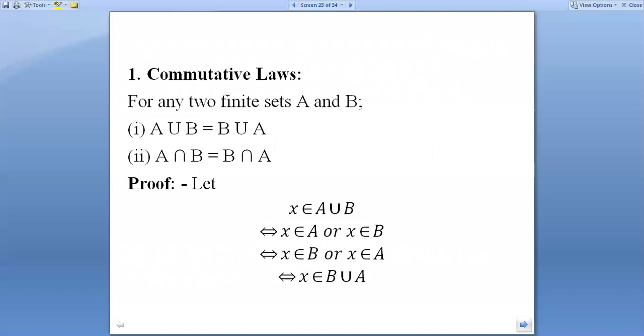For any two sets A and B, A union B is equal to B union A. This we already discussed in our childhood. We have seen that under addition and under multiplication, commutativity holds. Either we take 3 plus 2 or 2 plus 3, the result remains the same. It doesn't make any difference. Either we multiply 2 into 3 or 3 into 2, we get the same result. So in set theory, union basically represents addition and intersection basically represents multiplication. In the same way, either we take A union B or B union A, the result in both cases will remain the same.